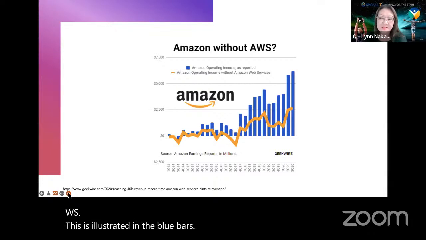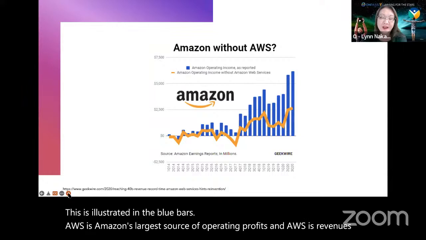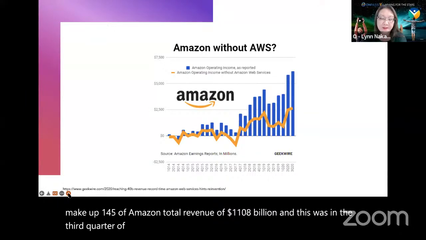AWS is Amazon's largest source of operating profits, and AWS's revenues make up 14.5% of Amazon's total revenue of $110.8 billion. This was in the third quarter of 2021.